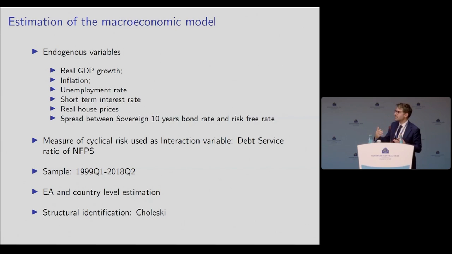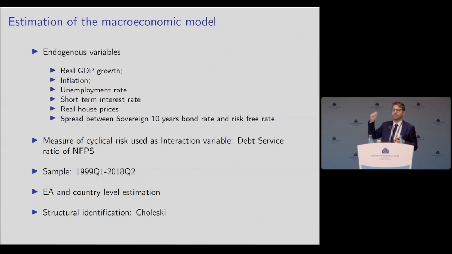But of course, this type of specification can also evolve according to the different type of demand that we have. The cyclical risk that we use is the debt service ratio of the non-financial private sector. The sample goes from 1999 to 2018. Here I'm going to report the estimates for the euro area, but there are also the estimates for country level. The interesting fact of the country level estimation is that they are also going to provide us an indication in the euro area of where the nonlinearity comes from.